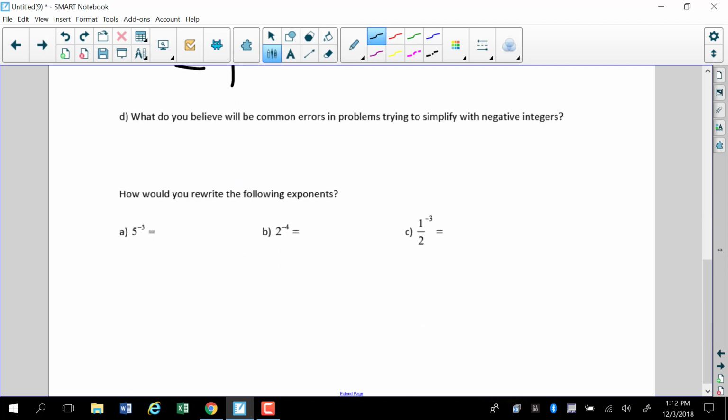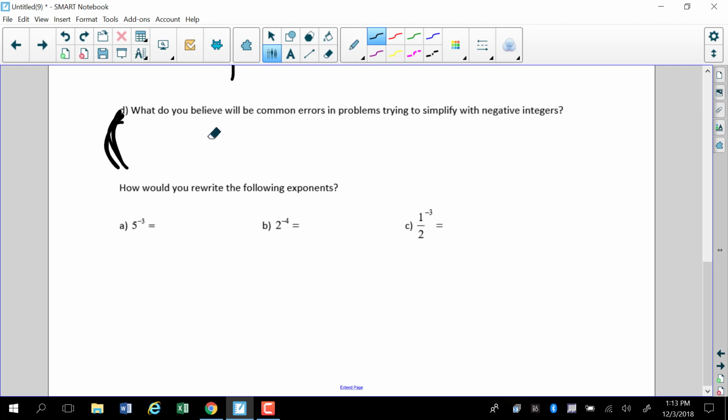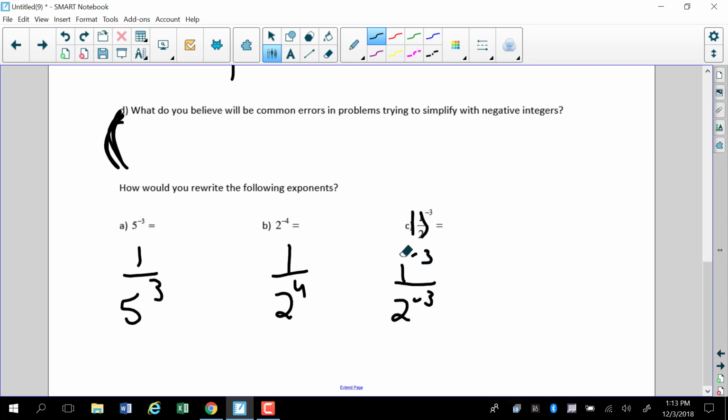And I'm going to let you fill in some common errors here with negative integers, but if you just want to take a look to rewrite these following here. So this is just going to be 1 over 5 to the third, 1 over 2 to the fourth. And this one here, you have 1 to the negative 3 and 2 to the negative 3, right? Because if we put parentheses around here and we think about this, right? So we clean it up. This moves up top and this moves on the bottom. So you're left with 2 to the 3 and 1 to the 3.